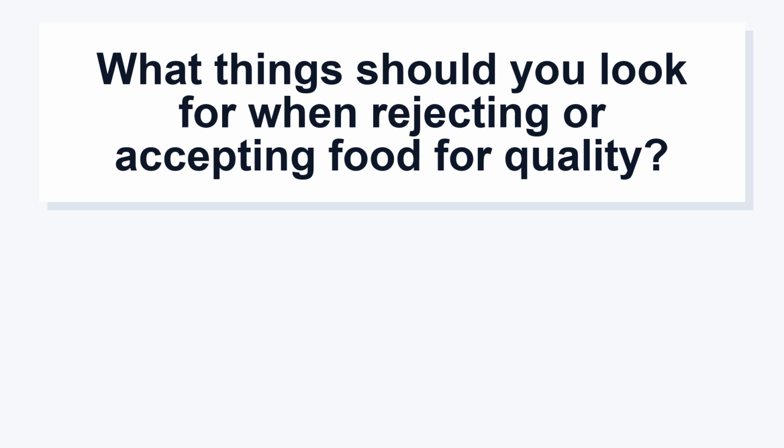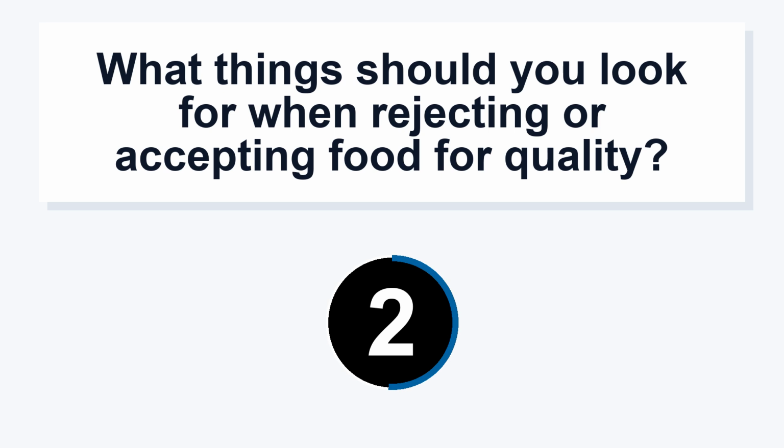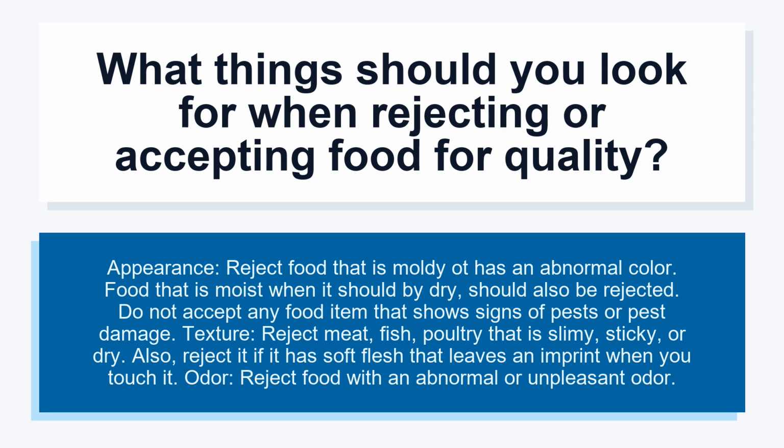What things should you look for when rejecting or accepting food for quality? Appearance. Reject food that is moldy or has an abnormal color. Food that is moist when it should be dry should also be rejected. Do not accept any food item that shows signs of pests or pest damage.